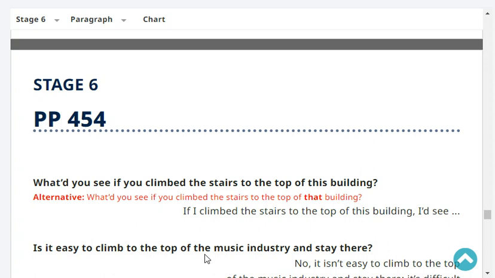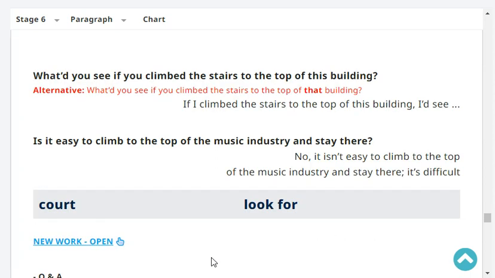What did you see if you climb the stairs to the top of your building? If I climb the stairs to the top of my building, I'd see other buildings. Very good.